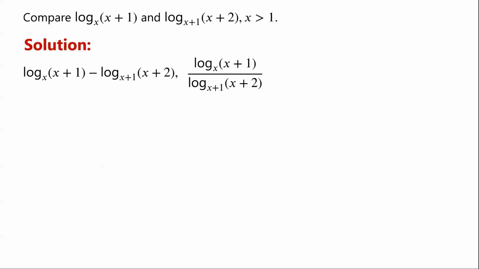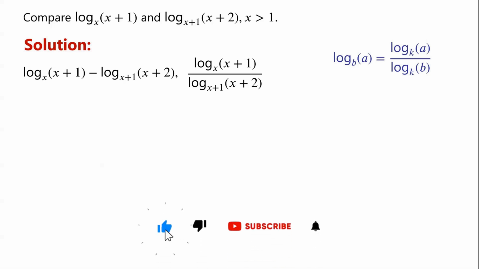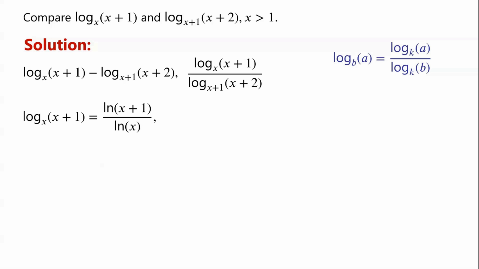We can use the change of base formula to convert them into logarithms with the same bases. Log to base b of a equals log to base k of a over log to base k of b. We choose k equals e by applying this formula. Log to base x of x plus 1 can be written as ln of x plus 1 over ln of x. And log to base x plus 1 of x plus 2 can be written as ln of x plus 2 over ln of x plus 1.